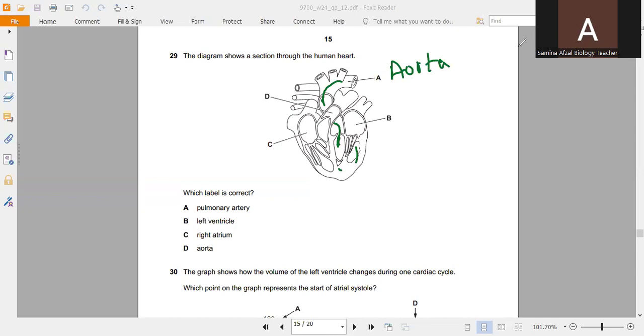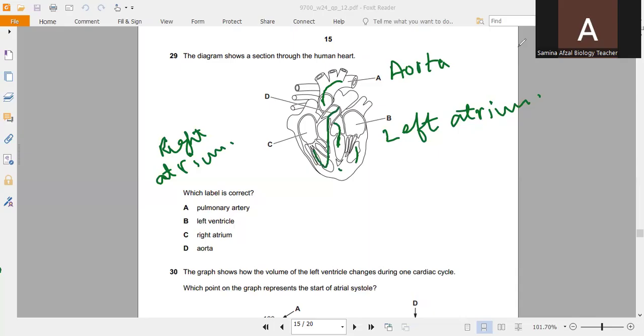This is not the ventricle. This is the left atrium. And C, right atrium, correct. This is the right atrium. And D is the aorta? No, D is not the aorta. It is the blood vessel which takes the blood from the ventricle towards the lungs. So this is the pulmonary artery. So C is the correct option, and this is the correct labeling as well.